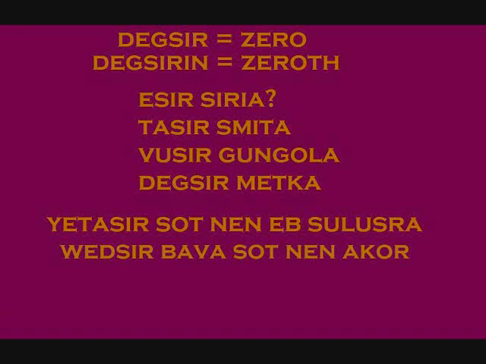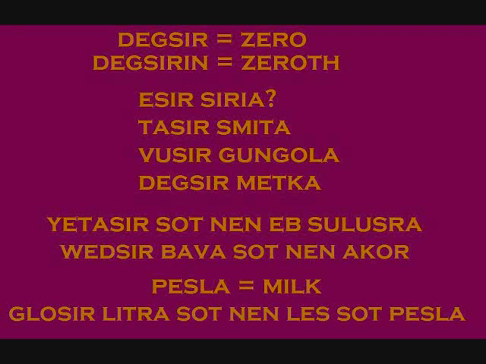You can also get chains of sot phrases. For example, if we define Pesla as milk, then glosir litra sotnen les sot Pesla would mean all of the 5 liters of milk. Finally, it is now possible to discuss ages.